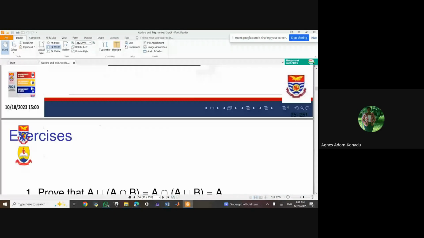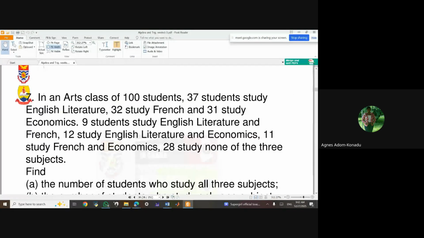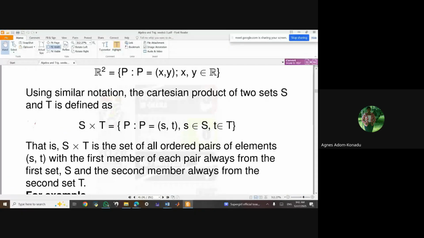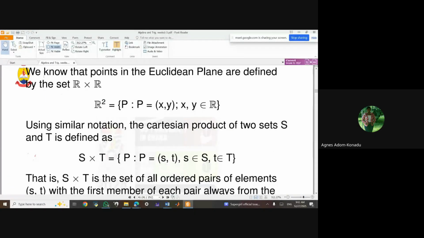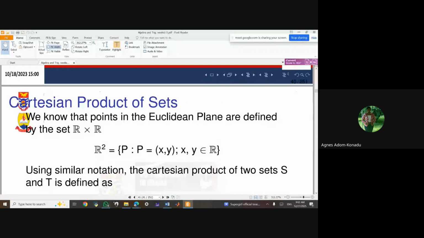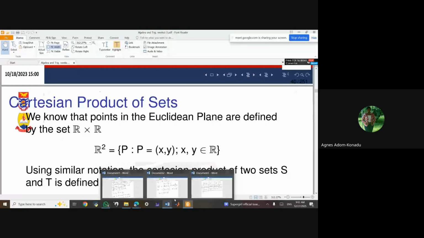So we are looking at the Cartesian product of sets. We know that points in the Euclidean plane, you know the Euclidean plane, right? It's the same as the XY plane. When you are drawing anything, you use the XY plane. And we are told that the points in the XY plane are defined by the set R cross R.